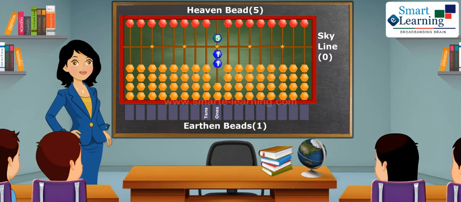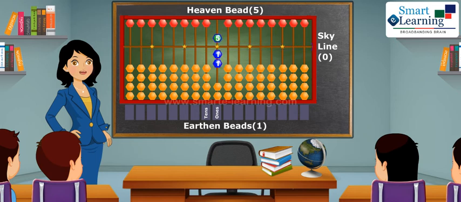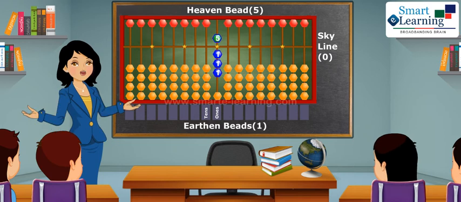To make 7, 1 heaven and 2 earthen beads meet at the skyline. That is, 5 heavens plus 2 earthen is equal to 7. To make 8, 1 heaven bead and 3 earthen beads meet at the skyline. That is, 5 heaven plus 3 earthen is equal to 8.